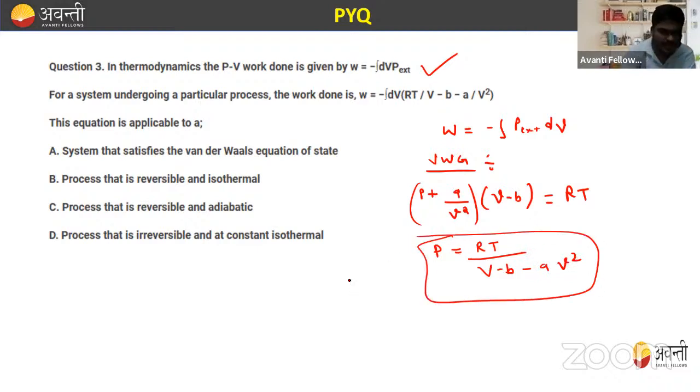So if you put the value of P in this, for the irreversible process, P external is equal to P gas. So the process is not applicable only for the irreversible process. Hence the correct option is A. That is, option A is correct. Reversible is correct. The process is reversible and adiabatic. So this process is not irreversible. So the correct options are A, B, and C.